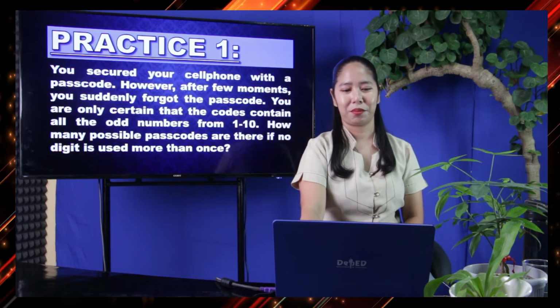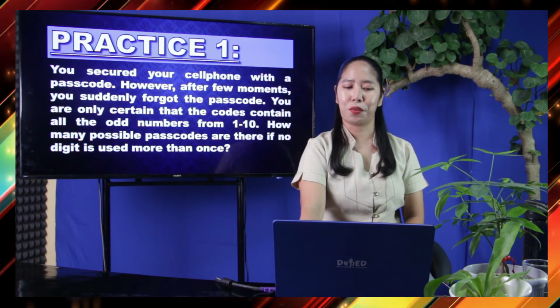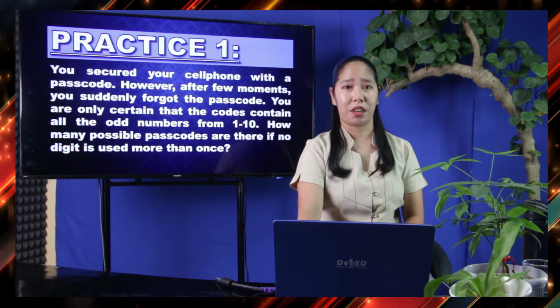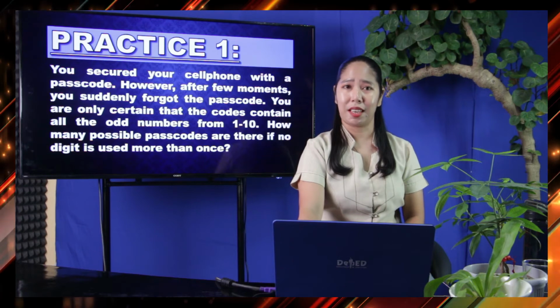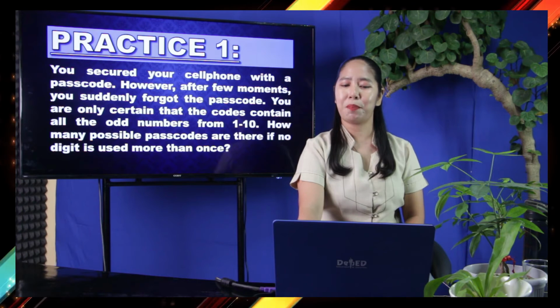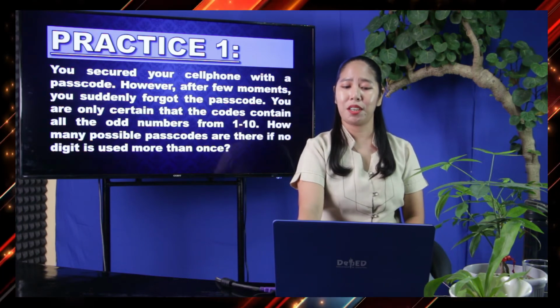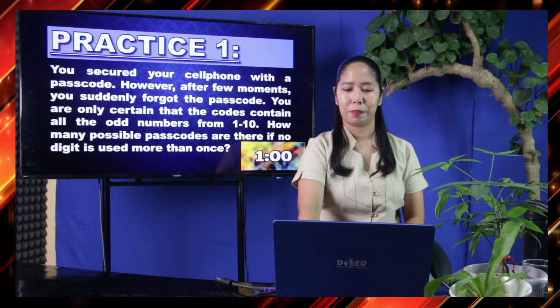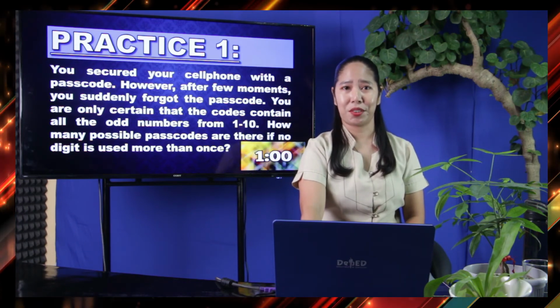Now, it's your turn to practice. Ready your papers and pens as I will give you only a minute per item to solve the problems. Practice number 1. You secured your cell phone with a passcode. However, after a few moments, you suddenly forgot the passcode. You are only certain that the codes contain all the odd numbers from 1 to 10. How many possible passcodes are there if no digit is used more than once? Your 1 minute starts now.